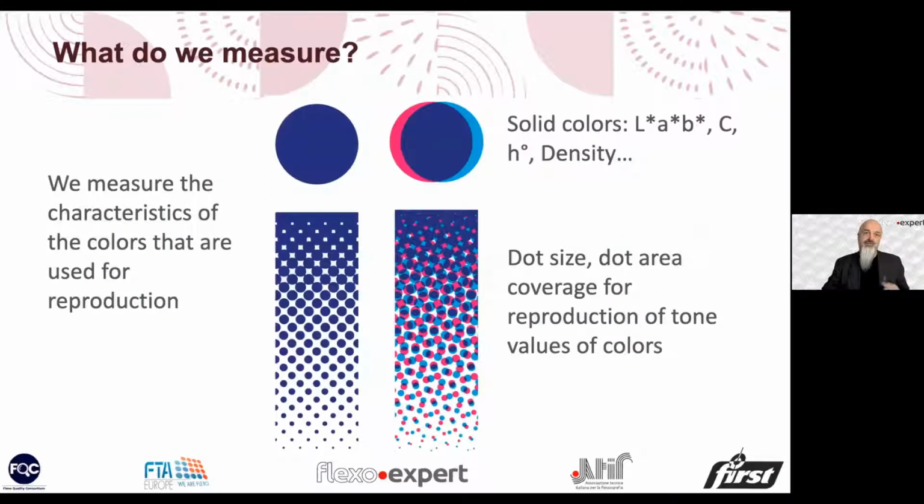We measure the characteristics of the inks that we use in the process, both spot and process colors. We measure their solid laydown, and very important, the characteristics of halftones, the dot percentage, the area coverage that reproduces the tone values of our colors.